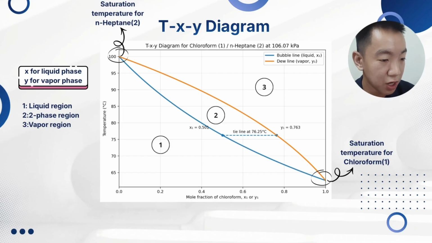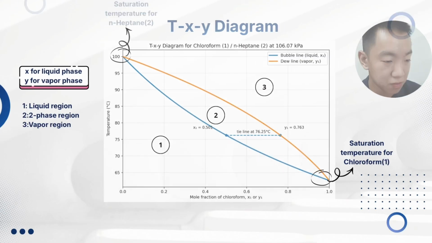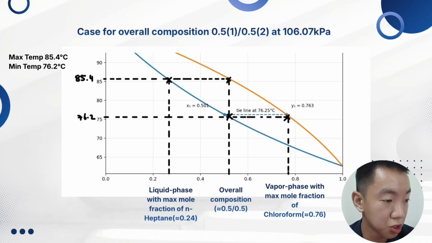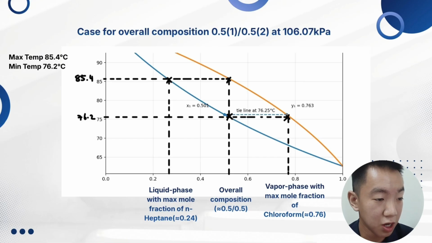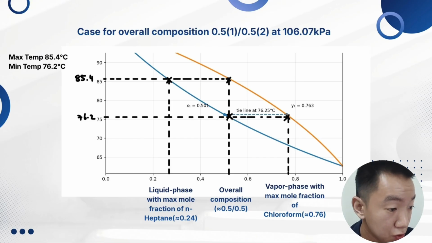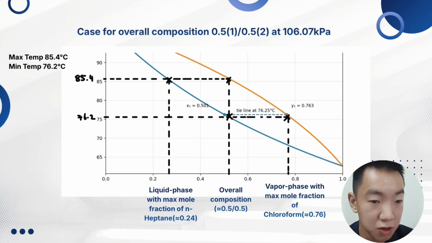The two points at both ends indicate the saturation temperature for both of these substances. And the graph is also divided into 3 regions: the first region is the liquid region, the second is the two-phase region, which is suitable for doing the flash separation process, and the third region is the vapor region. Okay, so this diagram shows the case for overall composition of 0.5 chloroform and 0.5 heptane at 106.07 kilopascal. You can see that the suitable range of temperature which allows the separation process to be done is 76.2 degrees C until 85.4 degrees C.